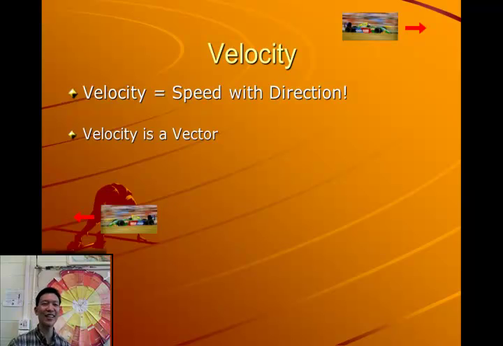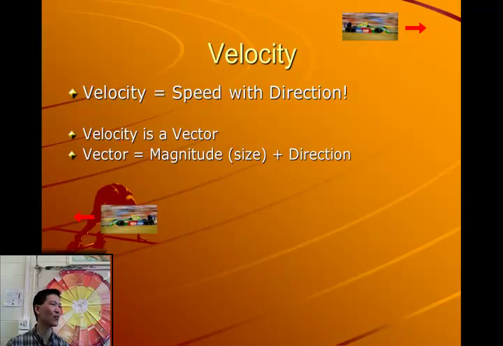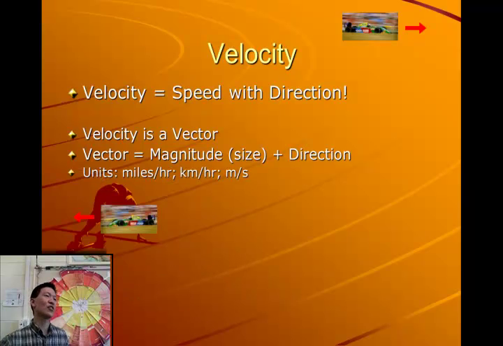But anyhow, speed is a scalar. It doesn't have a direction. Velocity is what we call a vector. It's a fancy word for anything that has not only a size, but also direction. So the units are the same, miles per hour, kilometers per hour, meters per second, but what's different is we have to add on direction.